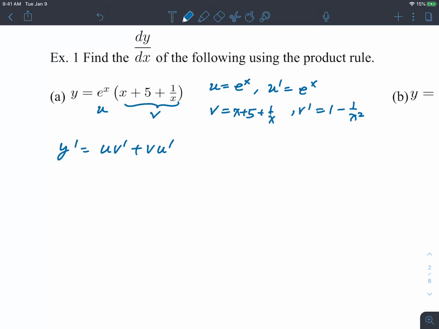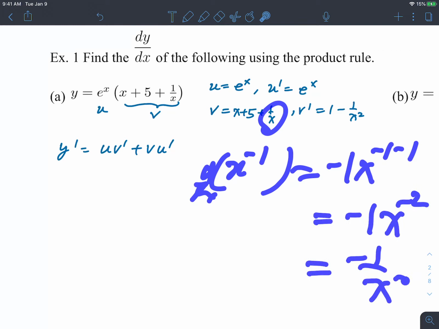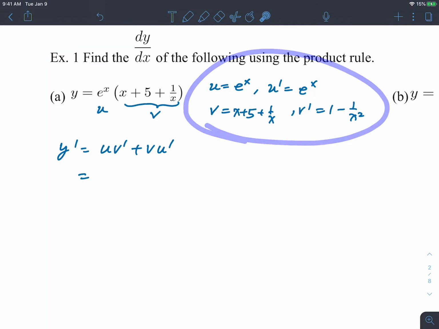Oh, by the way, if you're thinking, wait a minute, I don't remember this over here, right? Here's a quick reminder. You could write that as x to the negative 1, and the derivative of that is you bring the negative 1 to the front, and you subtract the 1, which gives you negative 2, which is equal to negative 1 over x squared. Got it? All right. Anyways, coming back to this, now that we've done our little work on the side over here, I can just plug it in, right?